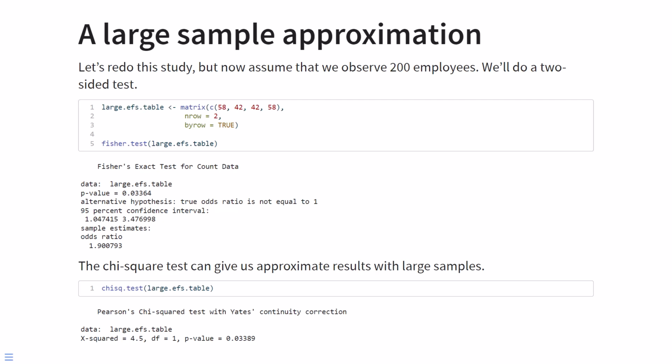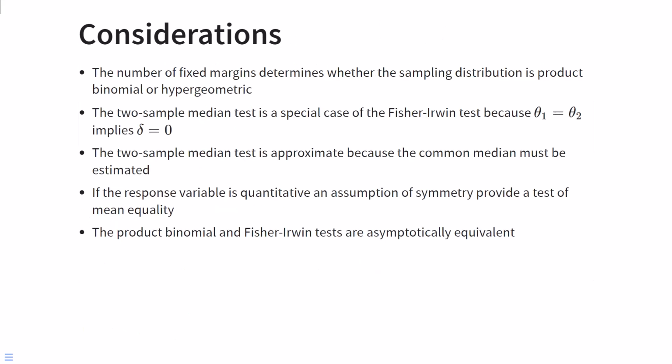The reason is because the larger the sample you have, the less dependence you have among the observations. In this case, where we have 200 employees, it's only when you have entered most of those 200 observations when you start to know what the other outcomes are going to be. So therefore, we have reduced dependency with larger samples. And that is why the chi-square test can give us approximate results.